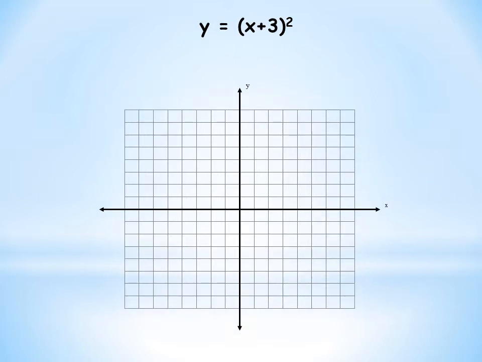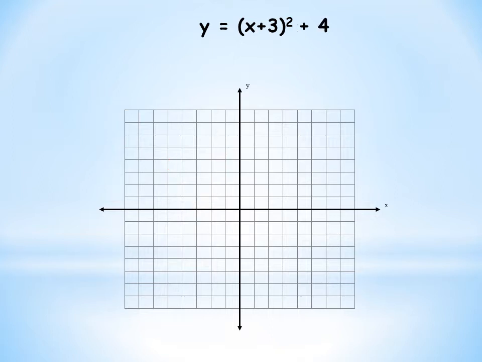All right, this here is a shift now in the opposite direction. So our vertex now is at -3, 0. So I'm going to plot this point. Once I've plotted my shift, from this shifted vertex, I'm going to use my standard table of values. Over 1, up 1, over 2, up 4, over -1, up 1, over -2, up 4, and draw my parabola.